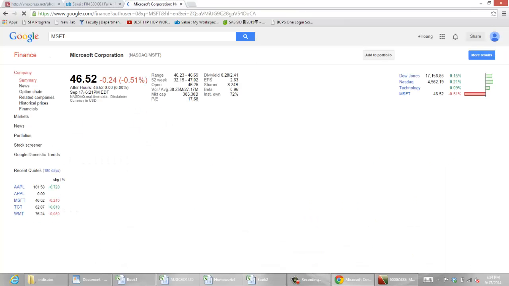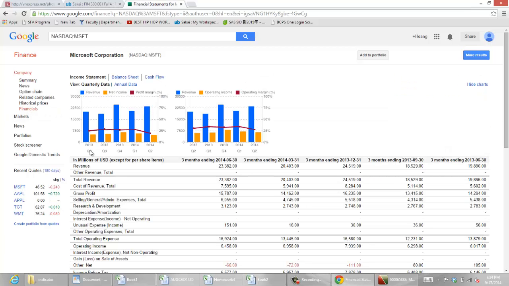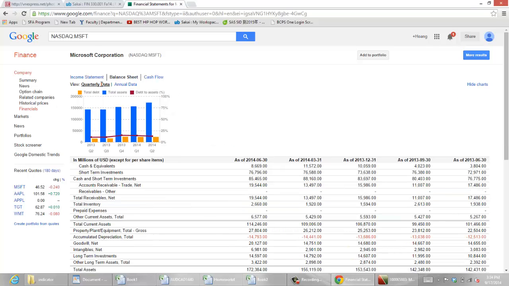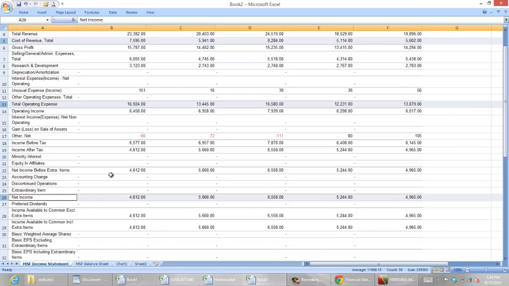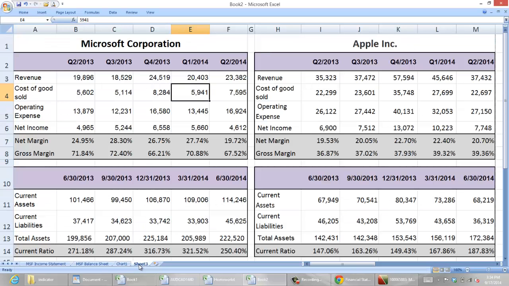Yep, the same thing. Go to financial. I copy and paste things to Excel, income statement and balance sheet, quarterly data. So here we go. Of course, the financial statement is long and contains a lot of information. So for the purpose of illustration, how to use financial ratios, I just select a few of them: revenue, cost of goods sold, operating expense, net income.